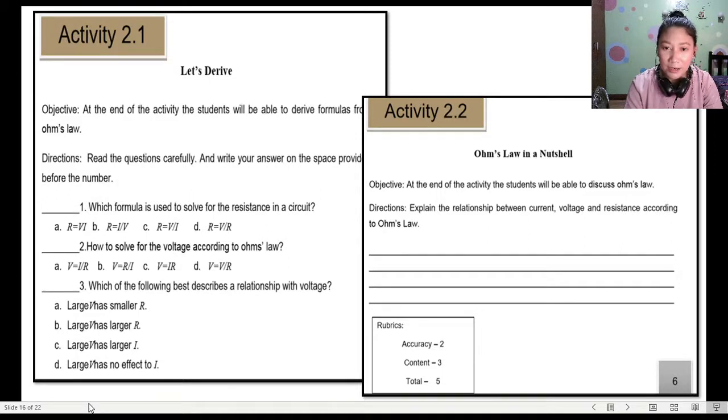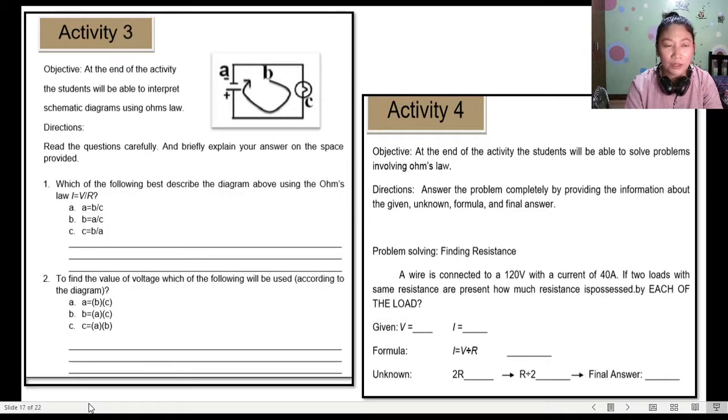On page 6, activity 2.2, Ohm's law in a nutshell. So, from here, you write the explanation sa relationship between current, voltage, and resistance. So, that's according to Ohm's law na discuss na natin kanina. So, you write it there. For activity 3, ay balikan natin yung schematic diagram kanina, no? So, you have to explain dun sa binigay na spaces sa number 1 and number 2.